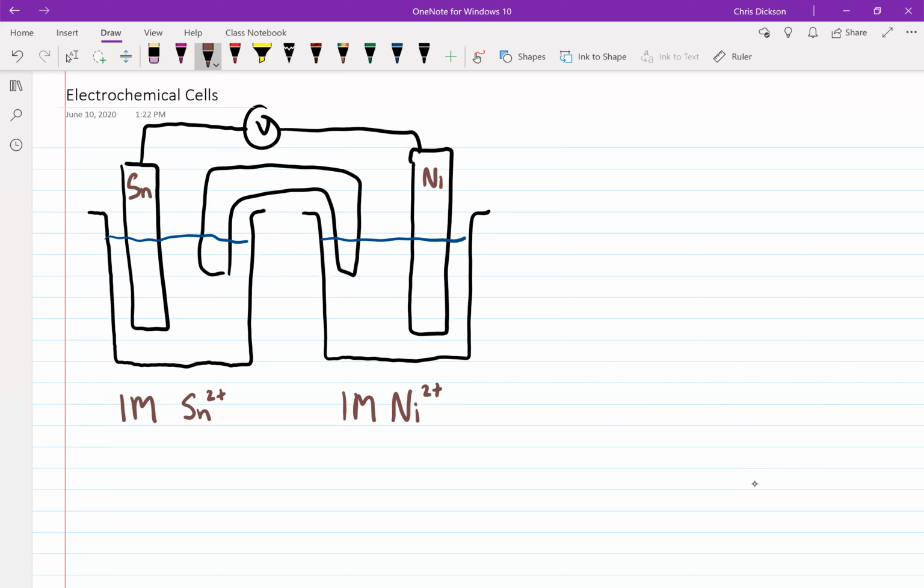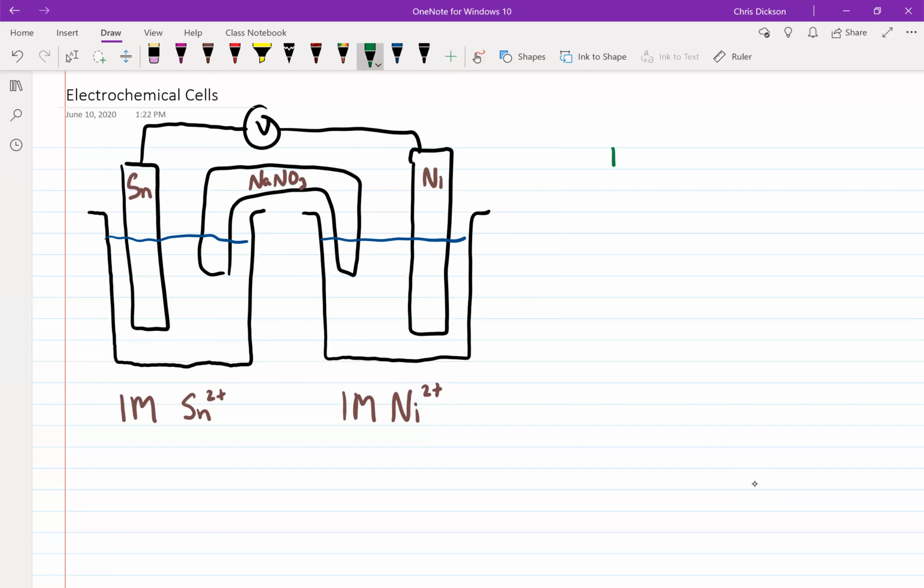Okay, so there's our setup, and the question is, maybe something like which one's the anode, which one's the cathode, which way do electrons flow, what's happening to the electrodes, is one getting bigger, one getting smaller, and what do you think? Well, let's do our table first, okay? And then we'll make the salt bridge sodium nitrate, and we'll deal with that question we posed in the last video about nitrates. So let's take a look at our table here.